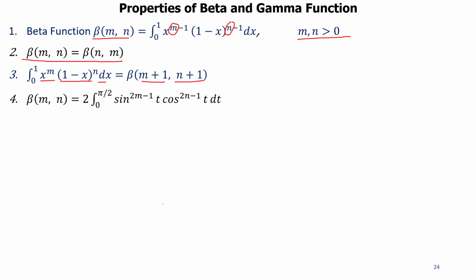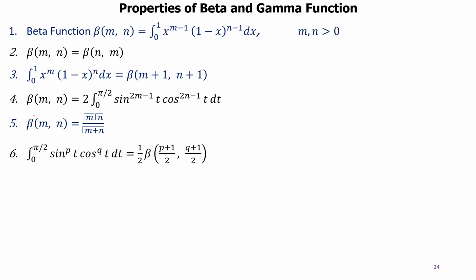Beta of m, n is equal to, a very important property, 2 times integration under the limit 0 to pi by 2 sine to the power 2m minus 1 t cos to the power 2n minus 1 t with respect to t. Beta of m, n is equal to gamma m gamma n divided by gamma m plus n. This is the relation between beta and gamma function.